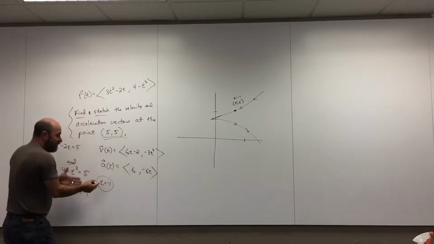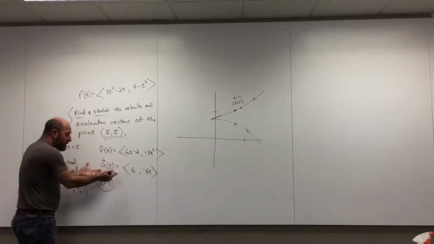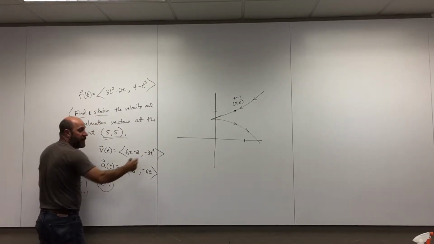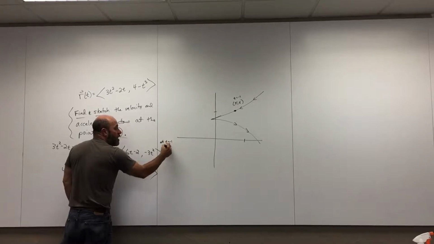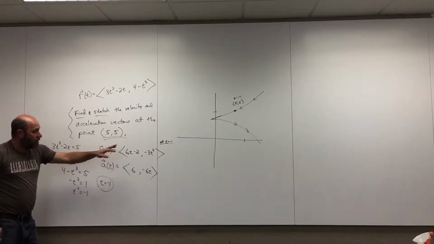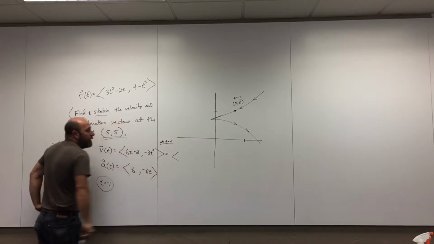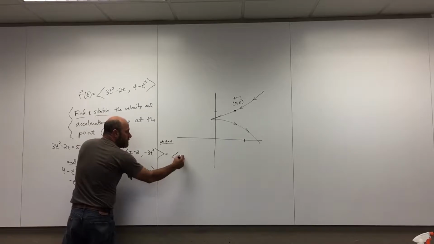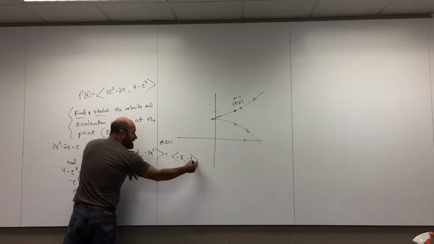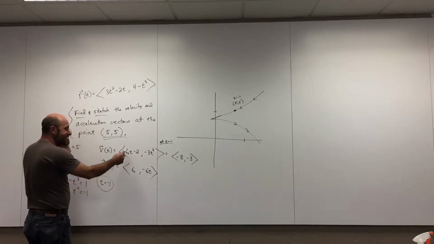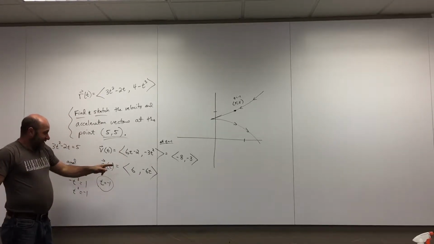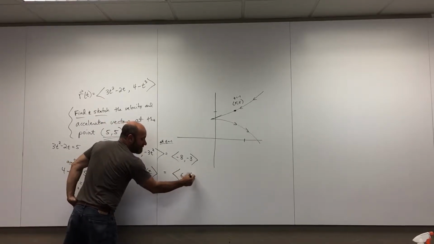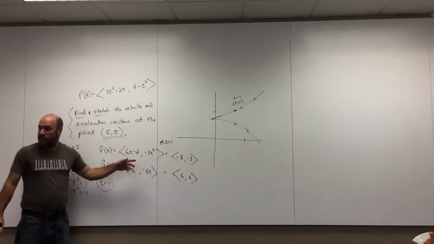Well, if I evaluate these derivatives at this time, I'll have specific velocity and acceleration vectors I can try to draw. At t equals negative 1, I can plug in negative 1 and work this out pretty easily. Negative 8, negative 3. Are you guys getting that? And then 6, 6, yes, at t equals negative 1.